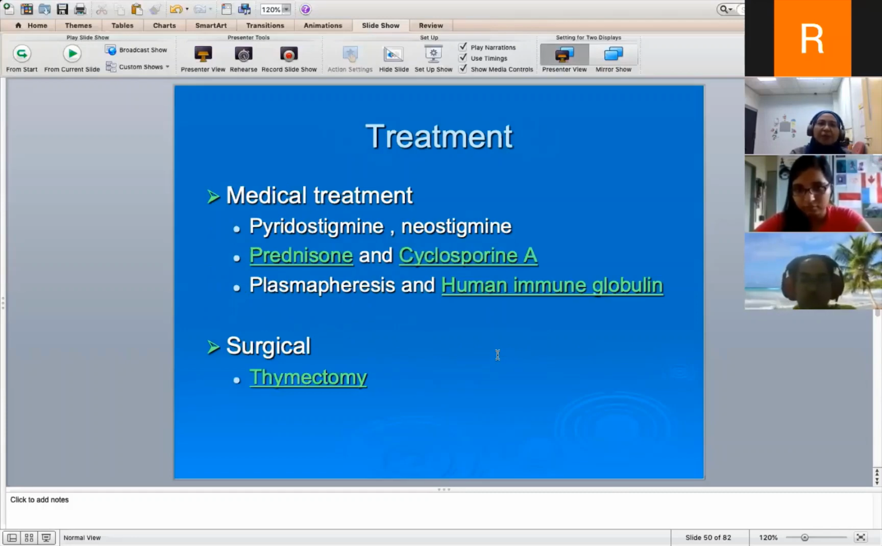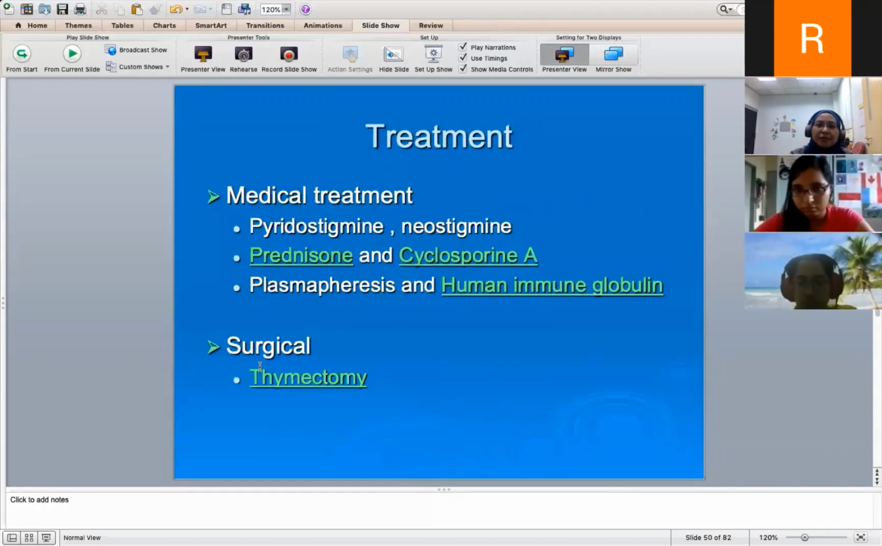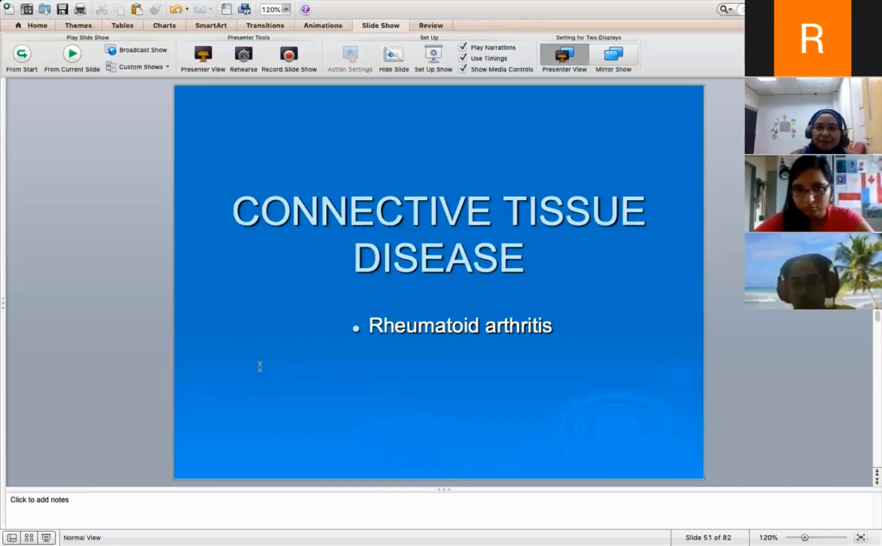Treatment-wise, we give them pyridostigmine, neostigmine. Because it's an autoimmune disease, we also give them prednisolone or cyclosporine. Sometimes it's very bad, you might give them plasmapheresis. And surgical-wise, if there's an enlargement, we will do a thymectomy. So nothing much, not so detailed, but that should be enough for your level. So remember, for thyroid eye disease, you get lid retraction. For myasthenia gravis, you get ptosis.